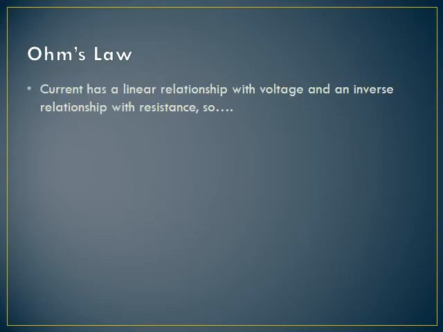So just to review, we know now that current has a linear relationship with voltage and an inverse relationship with resistance. Remember that the symbol for current is not intuitive, it's an I. The symbol for voltage is a V, and the symbol for resistance is an R. So given what we know now about the variable symbols and their relationships, take a minute to try and come up with Ohm's Law on your own.